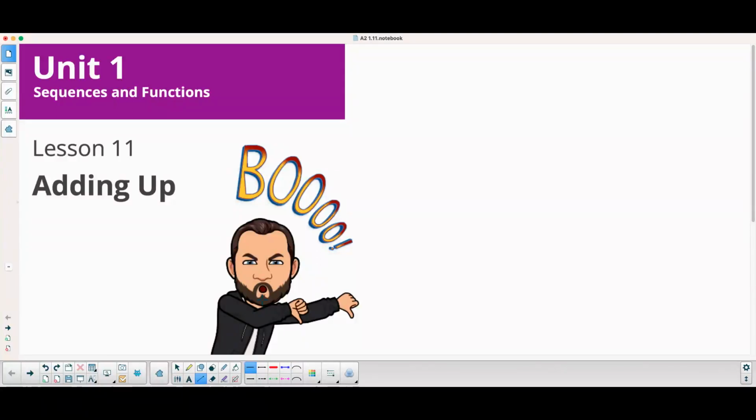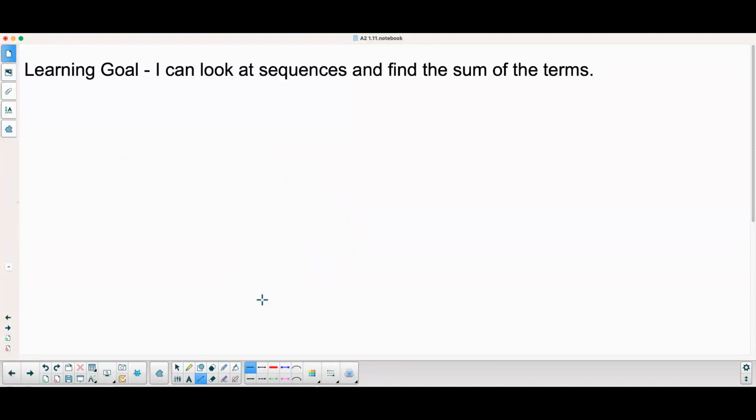Okay, Algebra 2, Unit 1, Lesson 11 is called Adding Up. I don't know why I'm booing you guys, but you should be excited. All right, so our learning goal is I can look at sequences and find the sum of the terms.